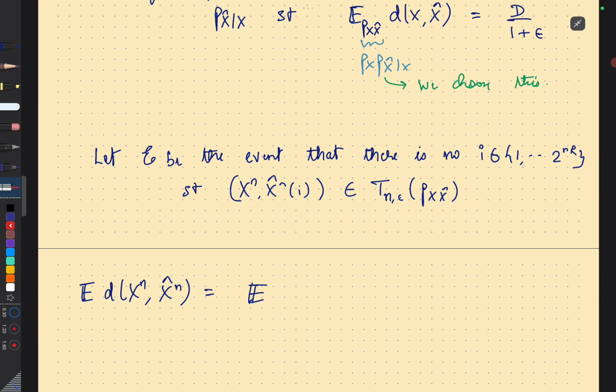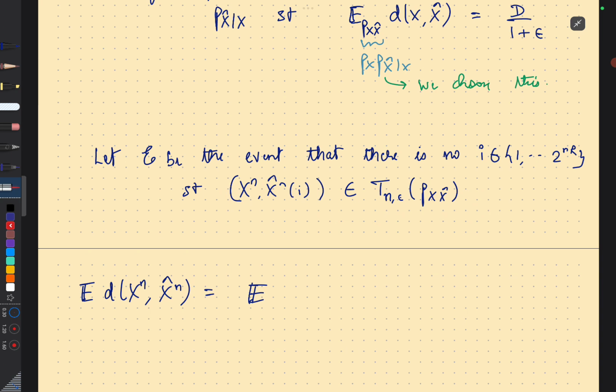There are two sources of randomness. One, the source itself. The source is drawn IID according to Px. And the second is from the code book, because we're choosing the code book randomly. And the code book, remember, is chosen independently of the source, but each component of each code word of the code book is drawn according to Px hat, independently of Xn.